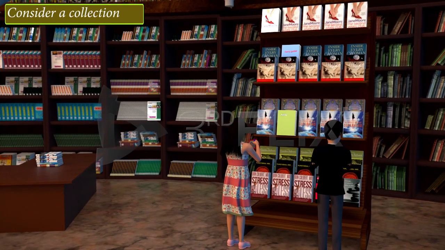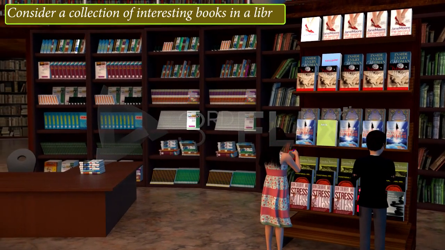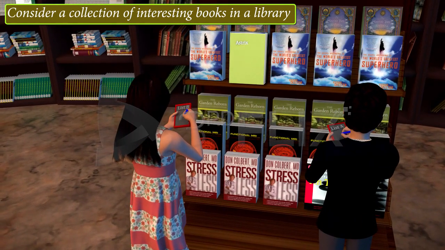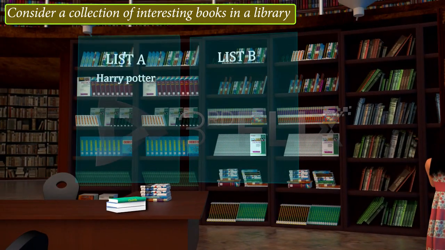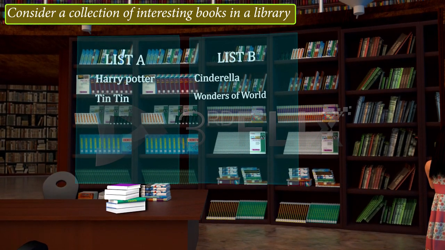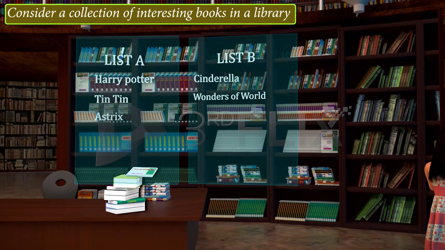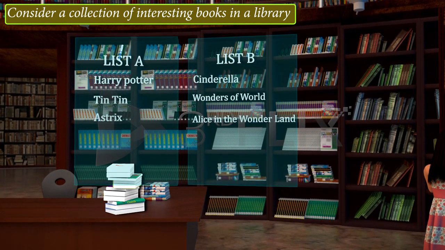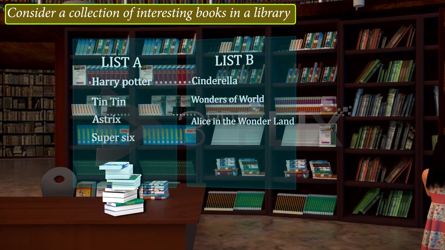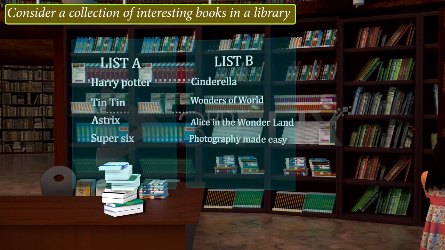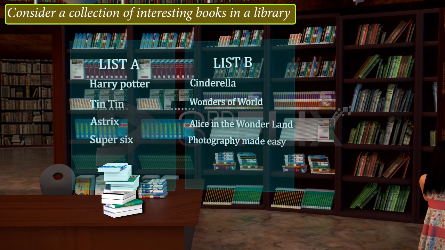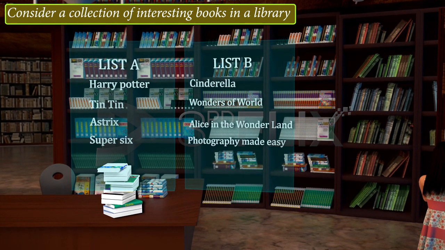Consider a collection of interesting books in a library. If some students are asked to prepare a list of interesting books in that library separately, you will find that the lists would be different. A book may be interesting to one but not to the other. Thus, we are not definite as to which books are there in our collection. So, the collection of interesting books in a library is not well defined. Hence, this collection is not a set.